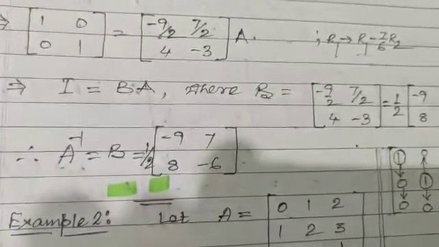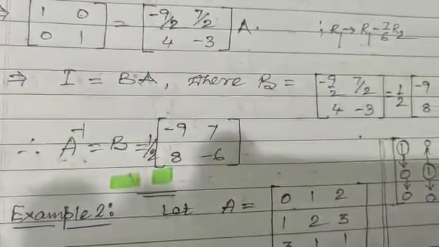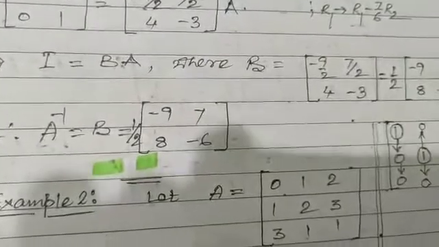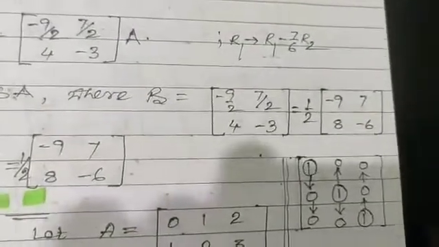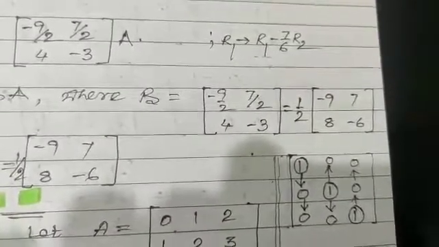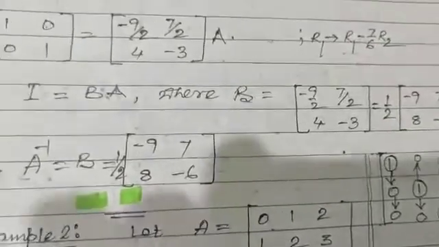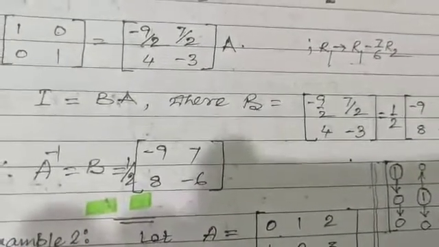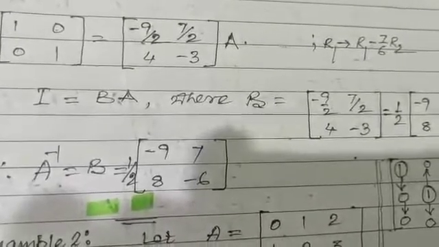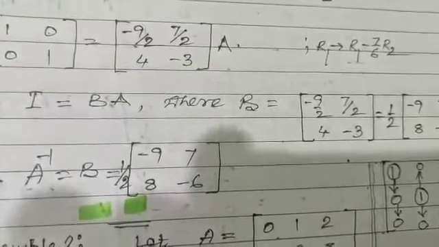So I is equal to B into A, where B is equal to minus 9 by 2, 7 by 2, 4, minus 3. If you take common 1 by 2, that is minus 9, 7, 8, minus 6. So here, A inverse is equal to B is equal to half of minus 9, 7, 8, minus 6.